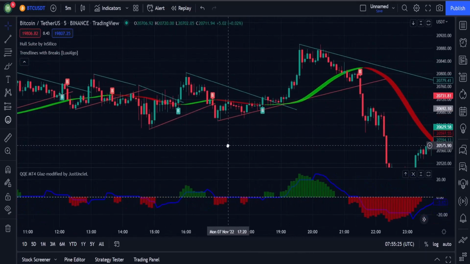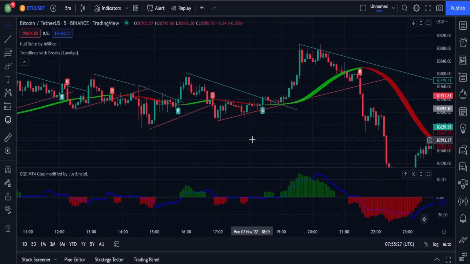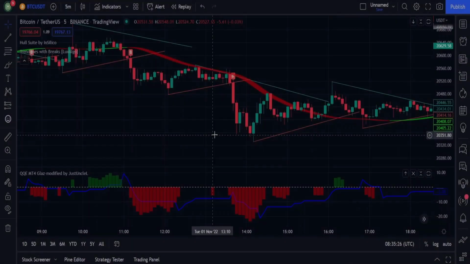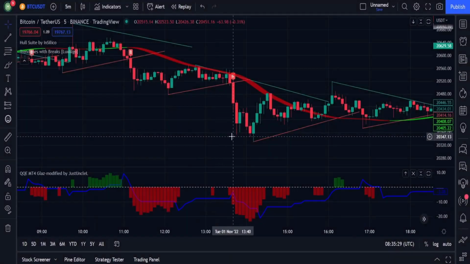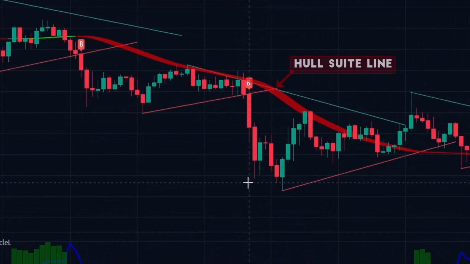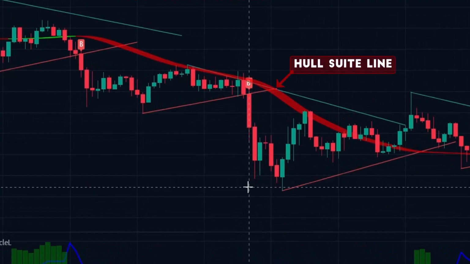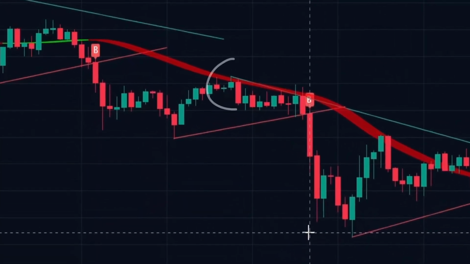Now that we know what main functions our indicators perform, let's learn the rules for entering buy and sell trade. So the conditions for entering a sell trade are as follows. First, the Whole Suite indicator line must be red color. This is an indication that the market is being controlled by sellers. Second, the price action needs to pull back into the Whole Suite line, and during such pullback, the Whole Suite must not change its color.